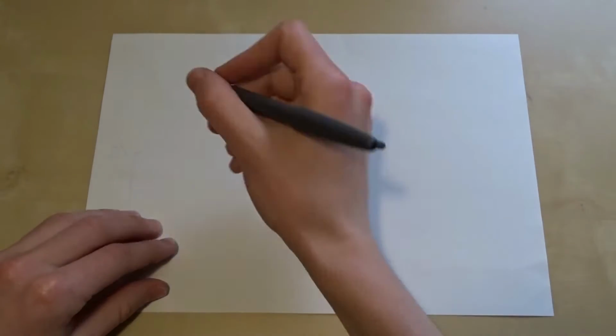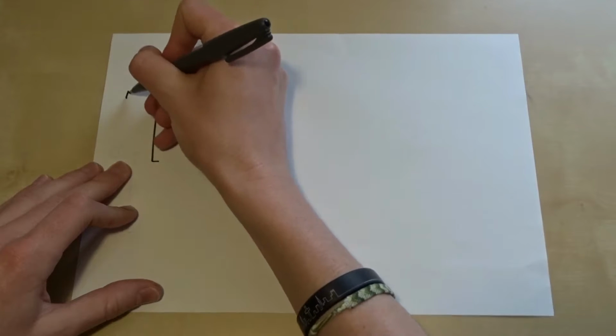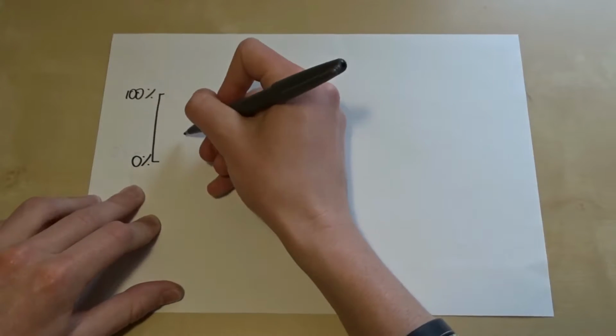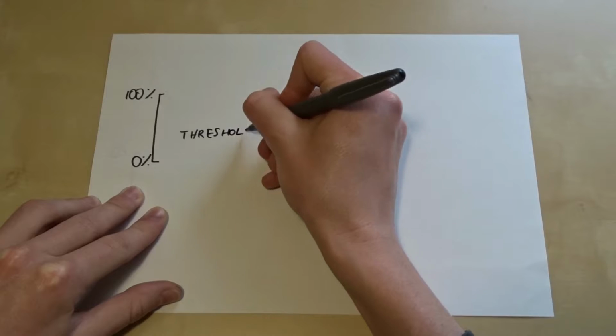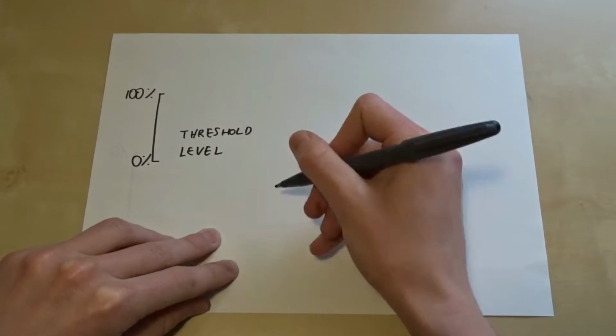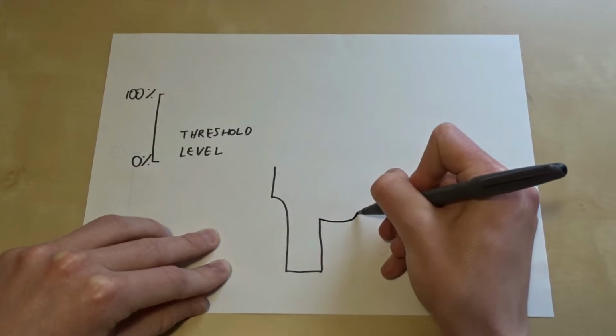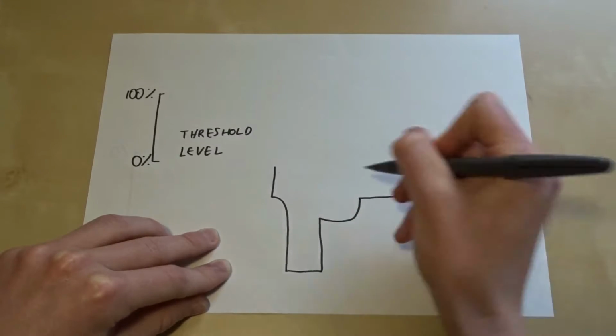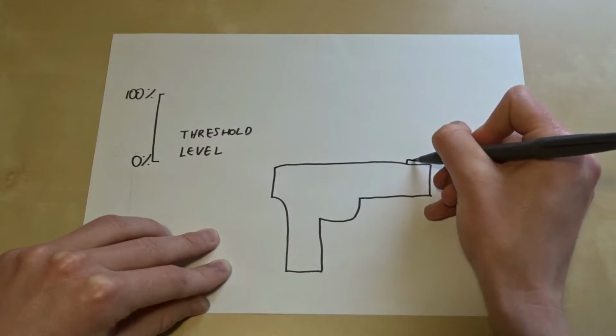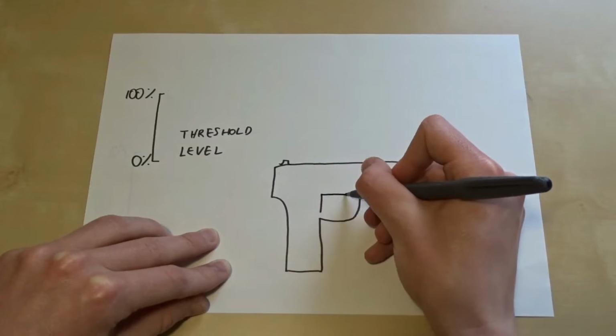The all or none response means that either all of the neurons fire at their full potential or none of them do. This depends on whether the neuron reaches its threshold level. The threshold level is the minimum amount of stimulation required to activate a neuron.